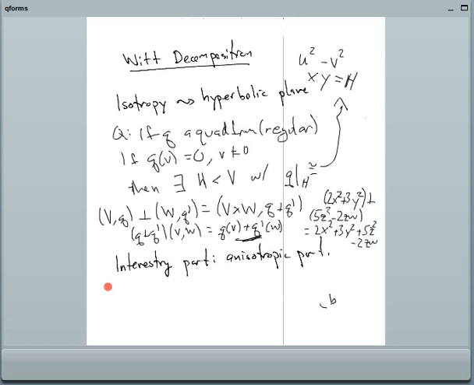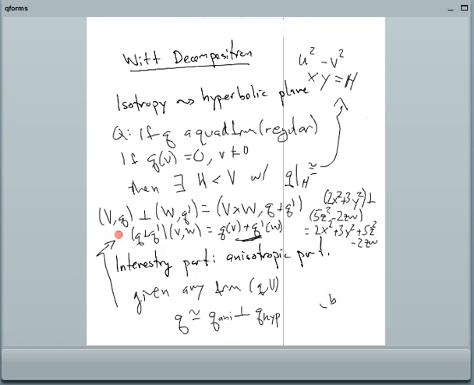Okay, why did I mention this now? It turns out that given any form Q on V, I can write Q as isometric to something which I'll call Q anisotropic perp Q hyperbolic.